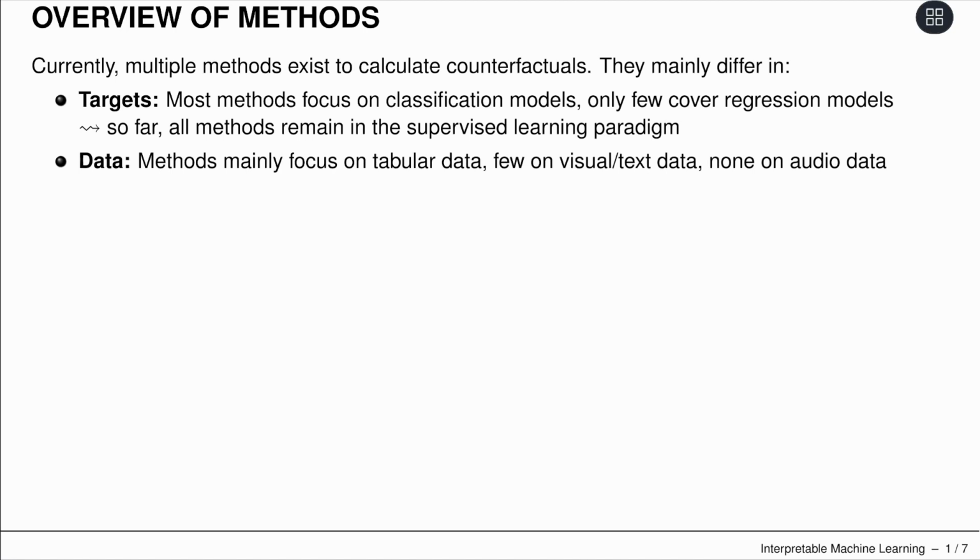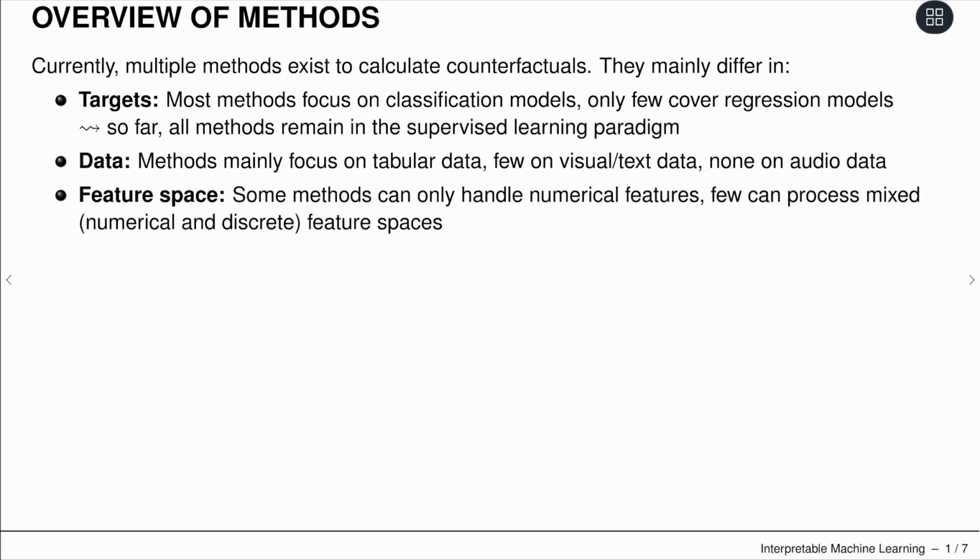Then data. The methods mainly focus these days on tabular data, which is still in industry one of the most prominent ways of representing data. There are some for visual and text data, but as far as we know, there's no CE method for audio data. As for the feature space, most of them have numerical features. Few of them can process mixed features, so numerical and discrete ones. So you also have to watch out what kind of dataset and feature space you are working with.